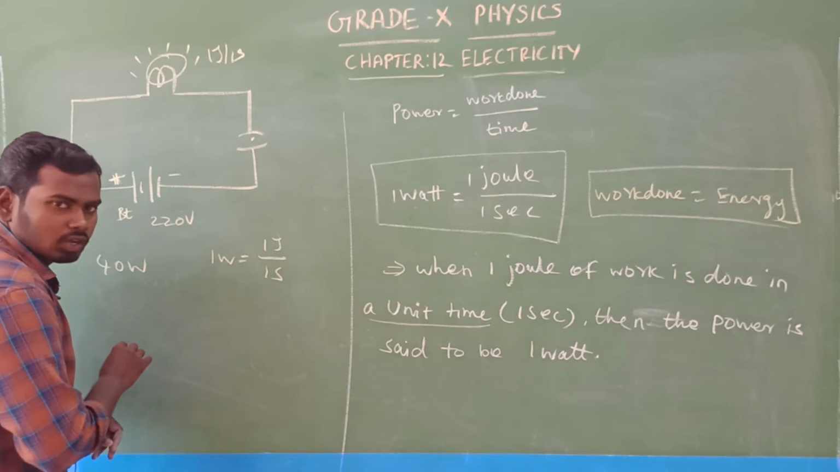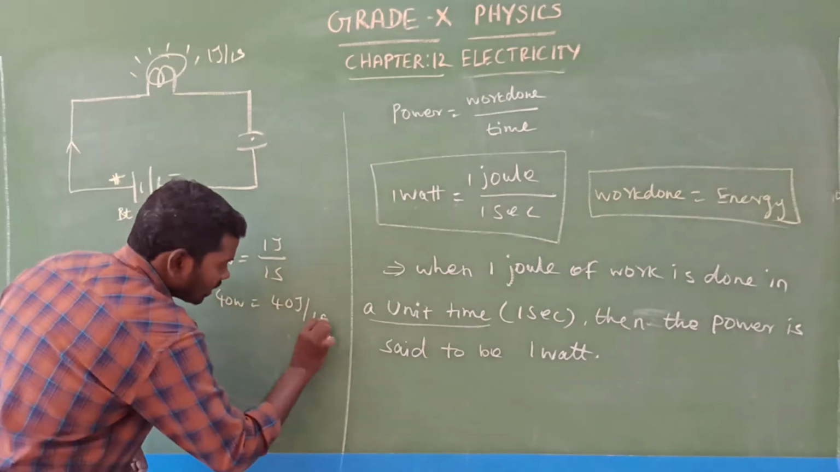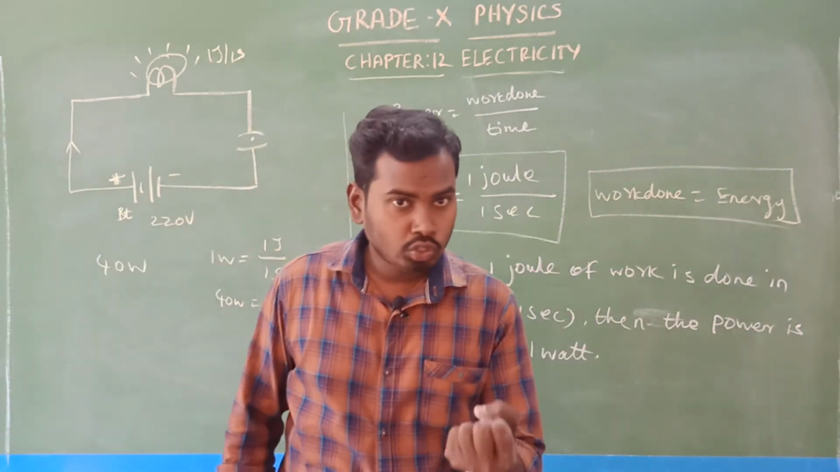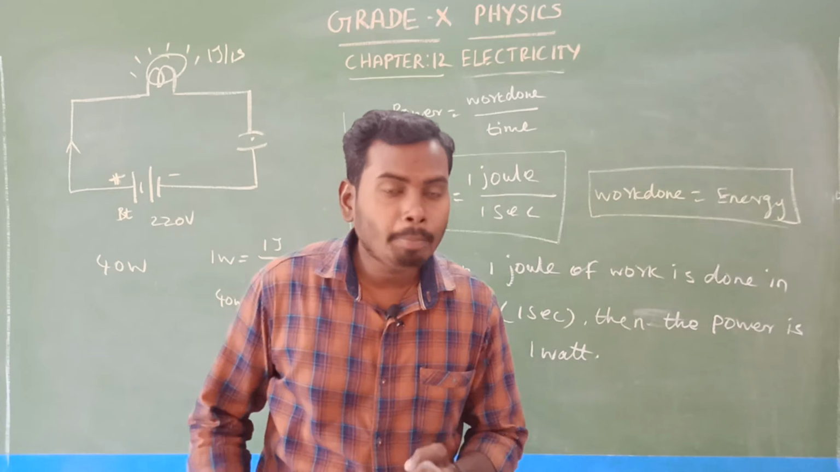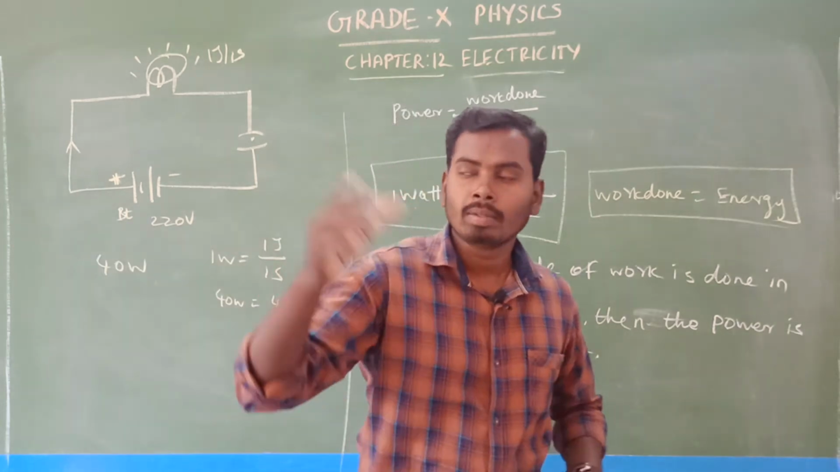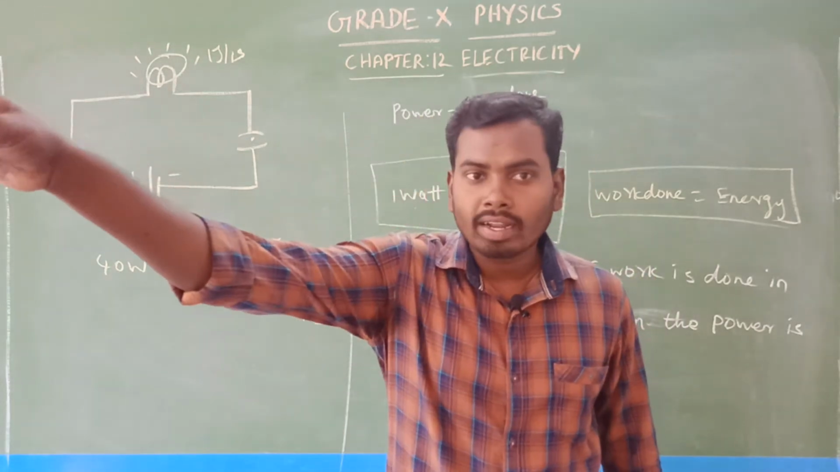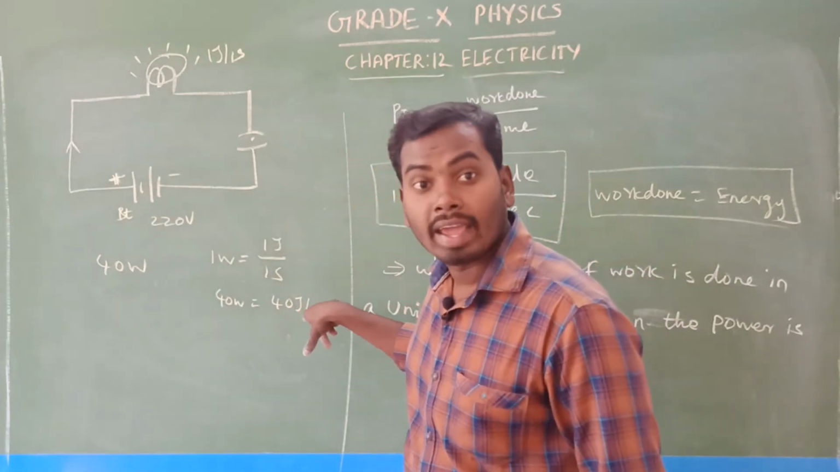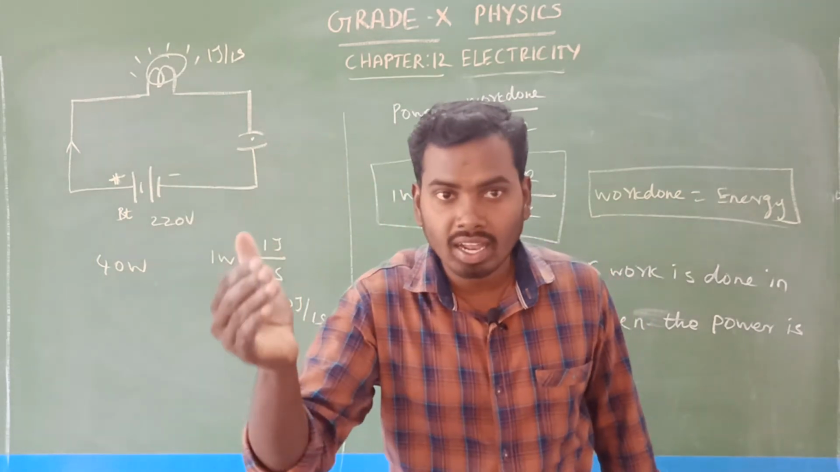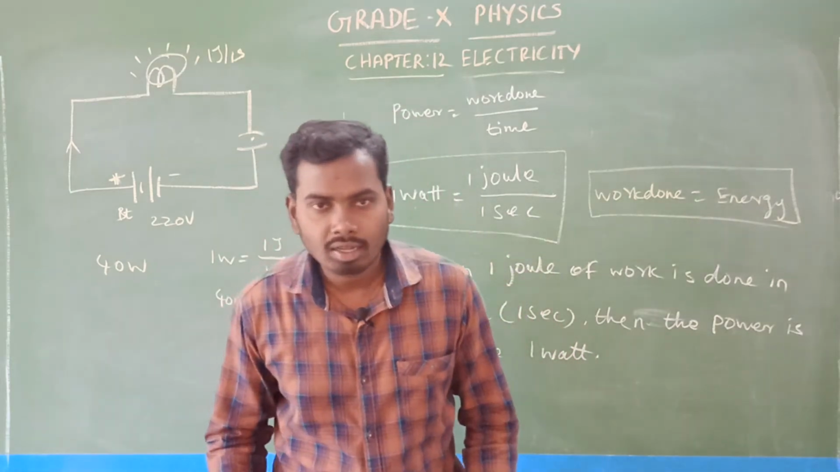So 40 watt is equal to 40 joule divided by 1 second, which means that the tube light consumes 40 joule of energy per second. Every second the tube light consumes 40 joule of energy. That is the meaning. So every second the tube light converts 40 joule of electrical energy into light energy.